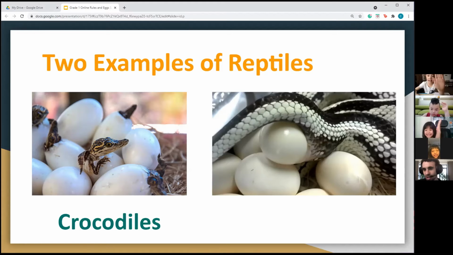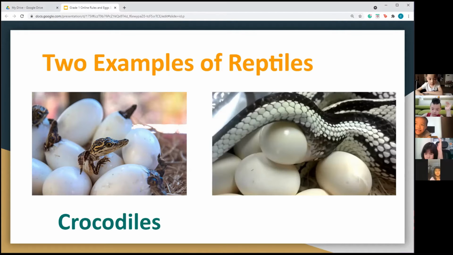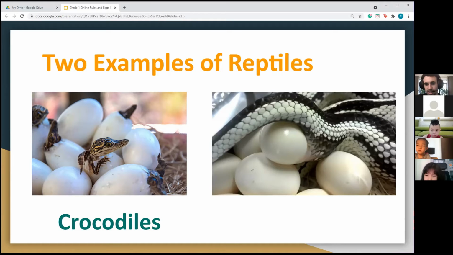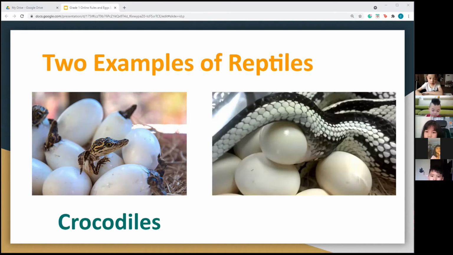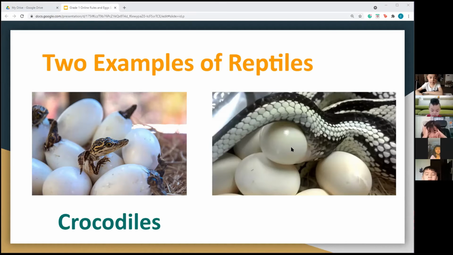Okay, what's our second animal? That was a really good try. Ang2, what's our second animal? A snake. And what is this snake doing in the picture? It's laying eggs. Look at that egg. It's coming outside of the snake. The snake is laying these eggs.